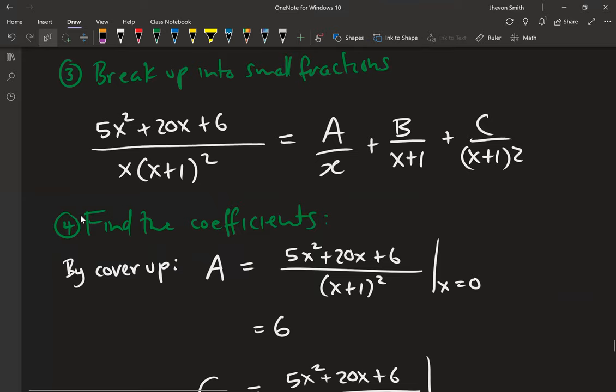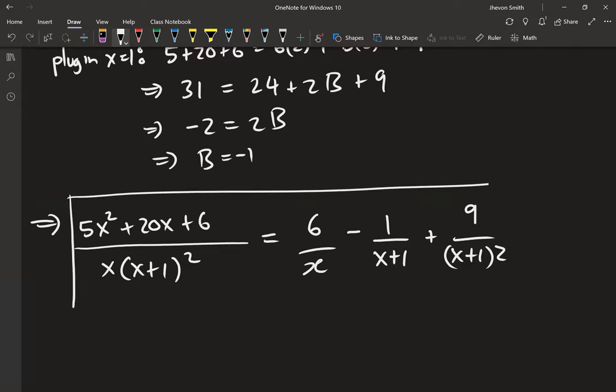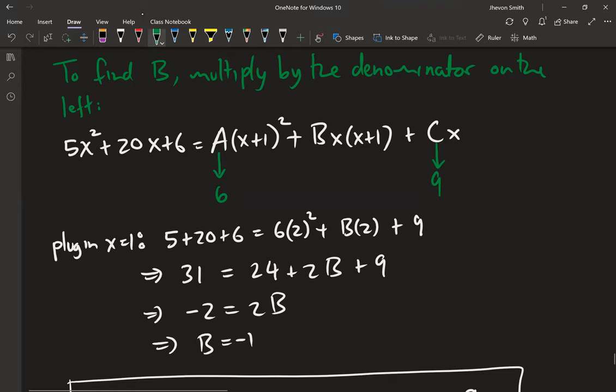That's in the original. My A is going to be 6, my C is going to be 9, and my B is going to be minus 1. And the question is, why did I plug in x equals 1? Just because. You can plug in anything.